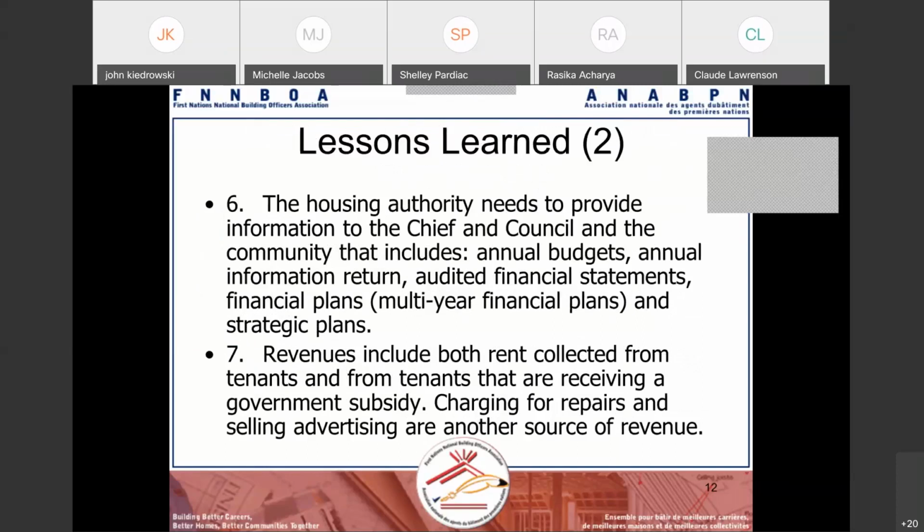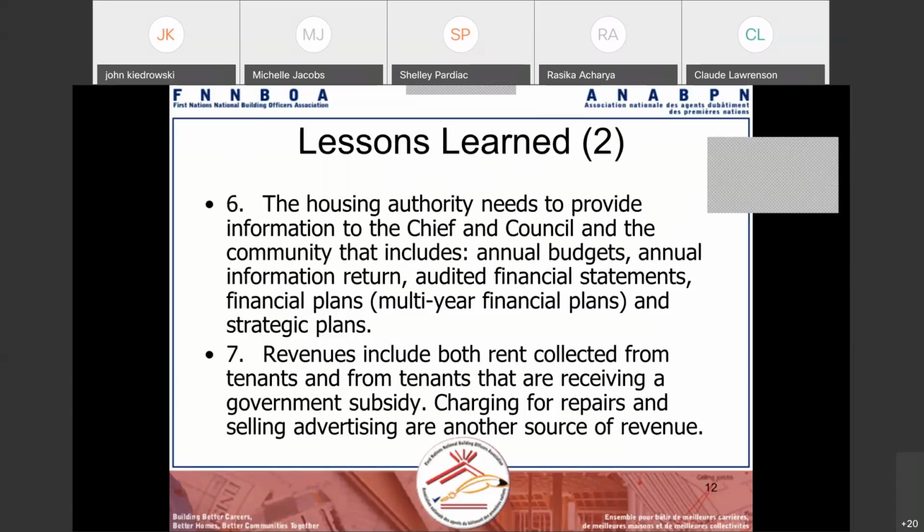So another lesson we learned: the housing authority needs to provide information to chief and council in a community that includes annual budgets, annual information on returns, audited financial statements, financial plans, strategic plans, performance measures. So basically, what we've learned is a local housing authority off reserve has to provide all this same documentation, and they have to submit it back to the province. So what we learn on reserve, the same thing will apply. You have to have audited financial statements, multi-year plans, strategic plans, basically demonstrating how the authority will function.